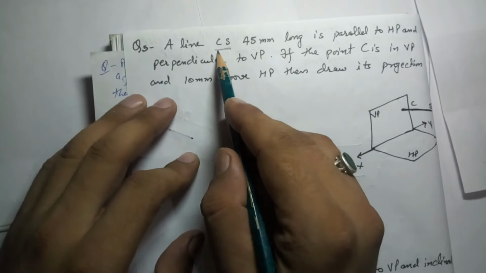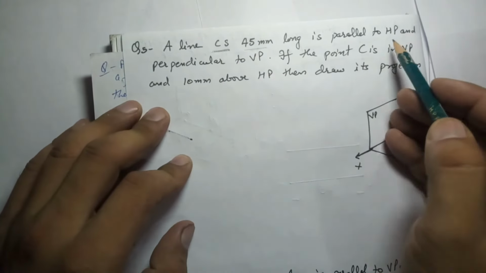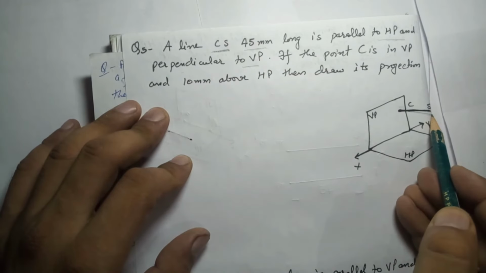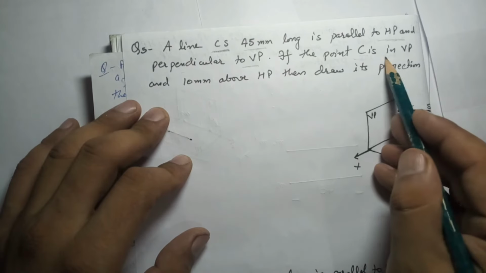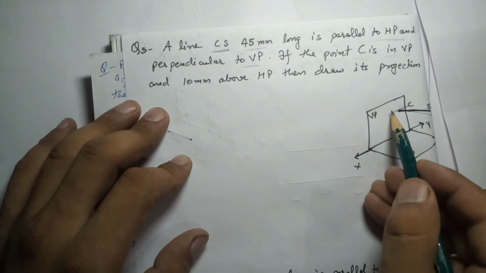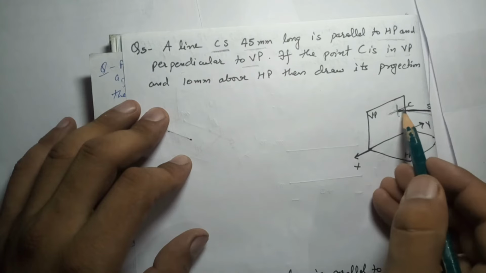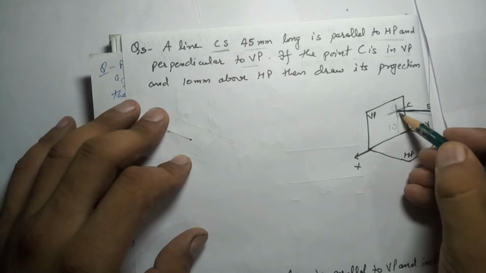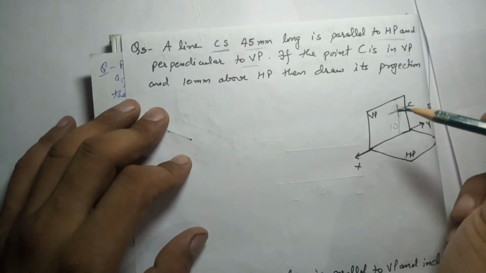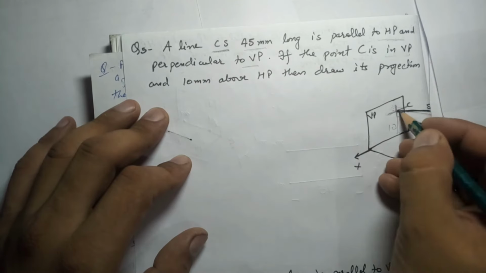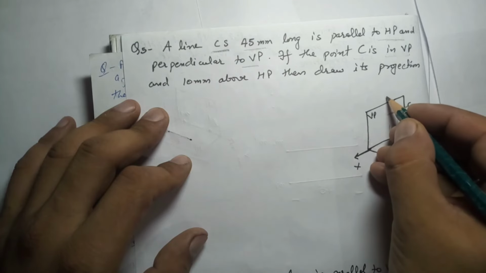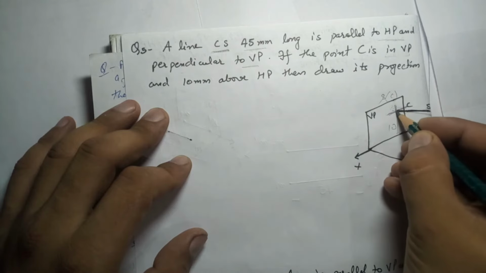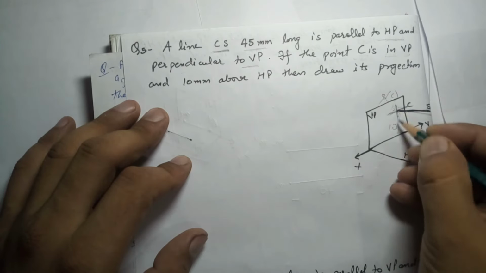And the question says the line CS, this is the name of the line, 45 mm long, parallel to HP and perpendicular to VP, right? And the point C is in VP, which means point C lies on VP, so there is no gap between C and the VP plane, and it is 10 mm above HP, so this gap is 10 mm. When you see from this side for front view, C and S will both overlap, with S visible outside, C inside, right? A single point only in the front view, 10 mm above the XY line.